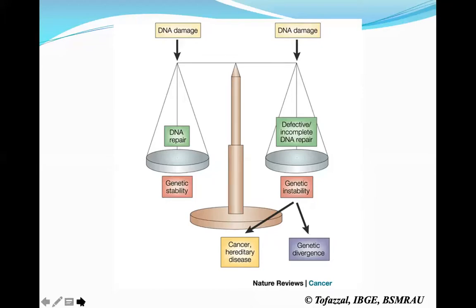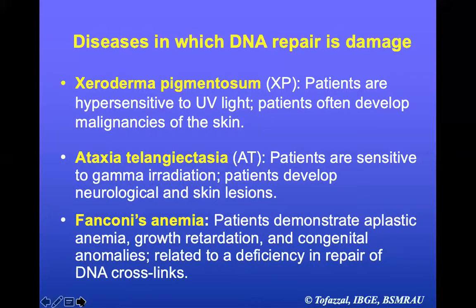So the diversity we can see on the earth is due to the inefficiency of DNA damage repair by different methods. Now, diseases in which DNA repair is defective in humans: Xeroderma pigmentosum. Patients are hypersensitive to UV light. Patients often develop malignancies of the skin. Malignancies means cancer.